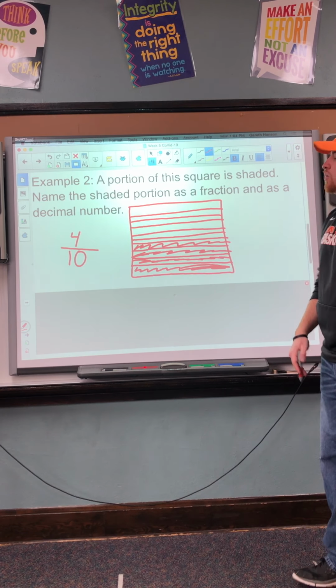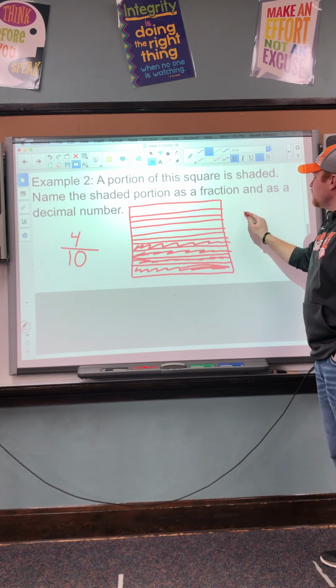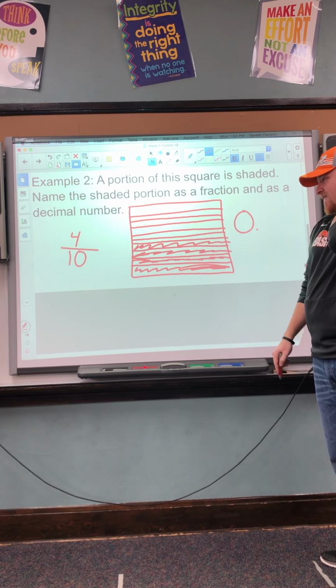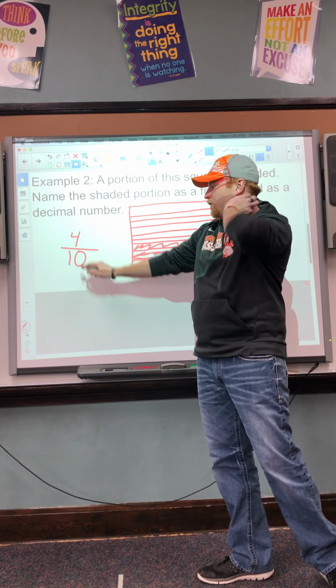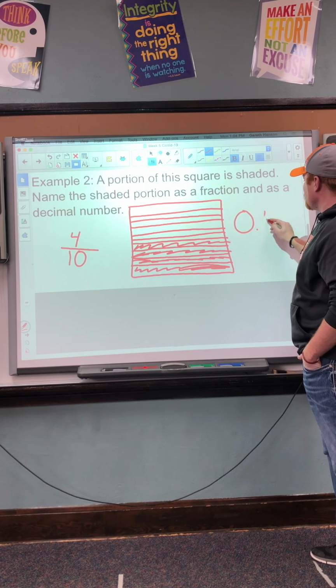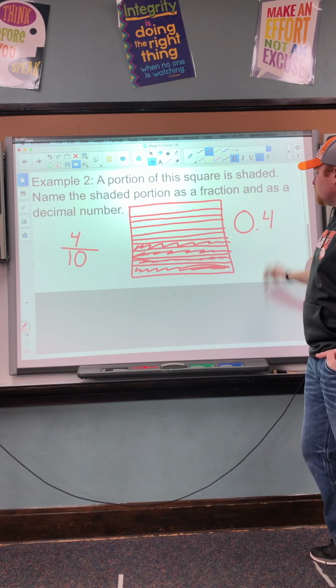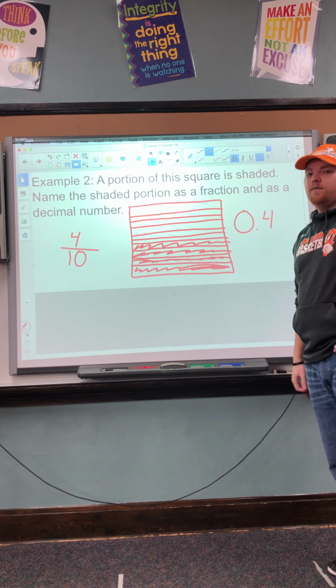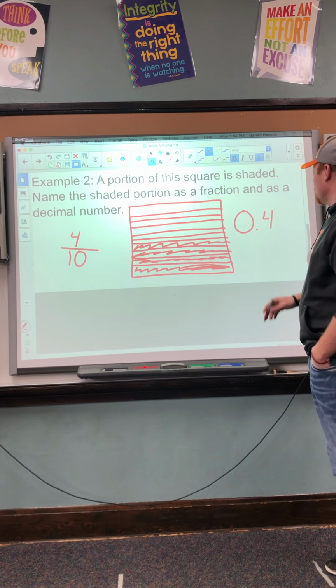Now as your decimal, remember, there's no whole number, so that's 0. And then since we're looking for the tenths place, whatever number is in the numerator goes in the tenths place. So in this case, it's 4. So we have 0.4 or 4/10. Both are 4/10.